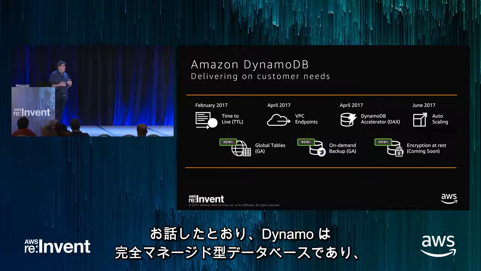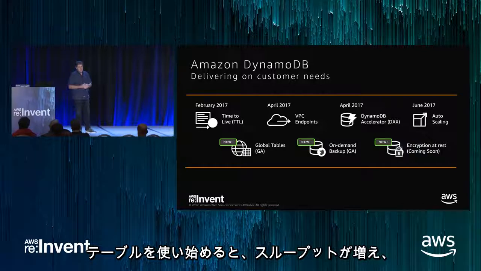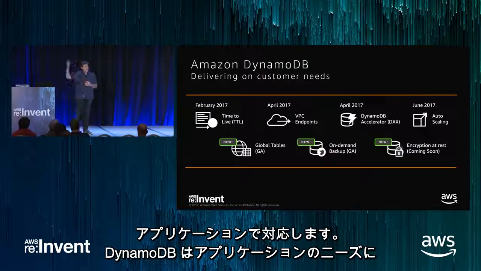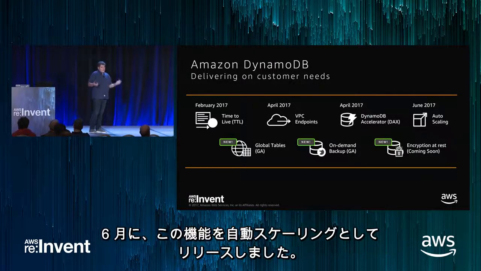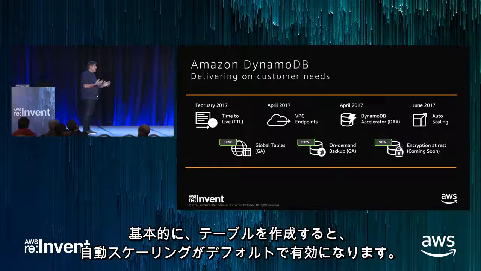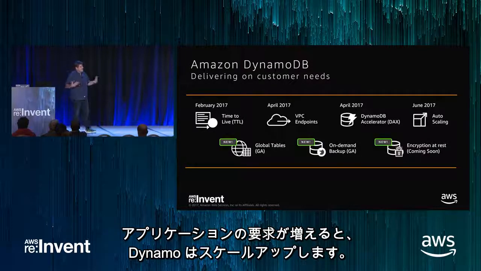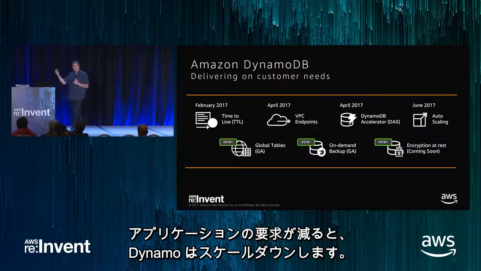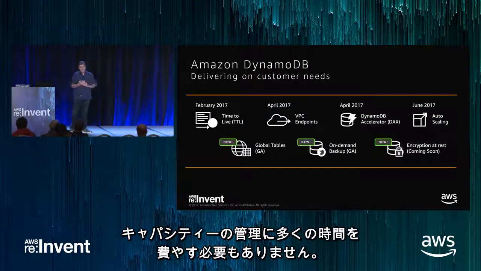As I said, Dynamo is a fully managed database, and so it manages capacity for you all the time. You start using the table, and your throughput goes up. Your application is doing work. DynamoDB can scale up, can scale down to meet the demands of your application. So in June, we introduced this thing called autoscale. Basically, you create a table. Autoscale is on by default, and then you basically set it and forget it. As the demands of your application go up, Dynamo scales up. As the demands of the application come down, Dynamo scales down. So basically, you pay for what you really need with respect to capacity, and you really don't have to spend too much time managing capacity.